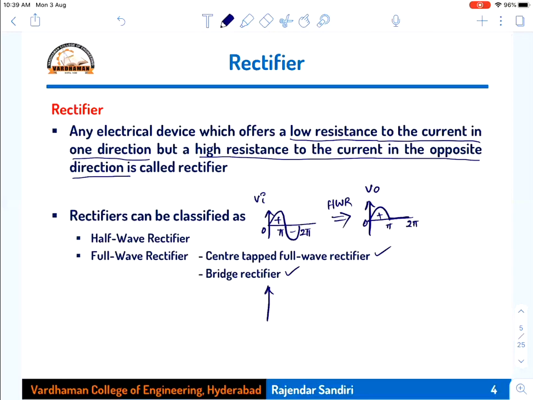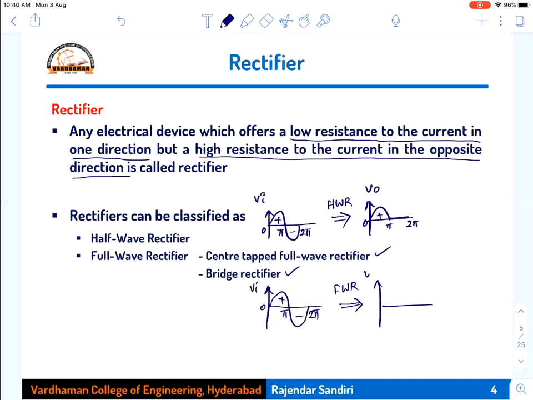Suppose the input Vi is a full sine waveform from 0 to pi, pi to 2 pi, both in the positive direction and negative direction. When you pass this input signal through a full wave rectifier, either a center tapped full wave rectifier or a bridge rectifier, you will get the output V naught. For the positive cycle of the input, you will get the positive cycle as it is between 0 to pi. From pi to 2 pi, the input is actually negative, but the negative is also converted into positive. So the output is also a full waveform. 0 to pi is a sine waveform, pi to 2 pi is also a sine waveform, but instead of negative, it is converted into positive.